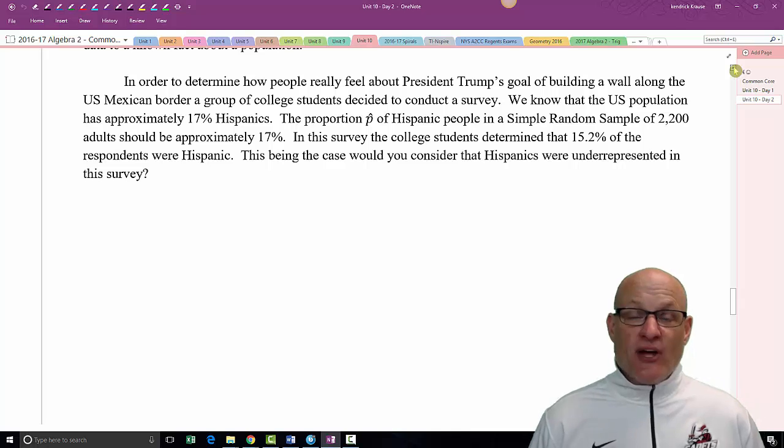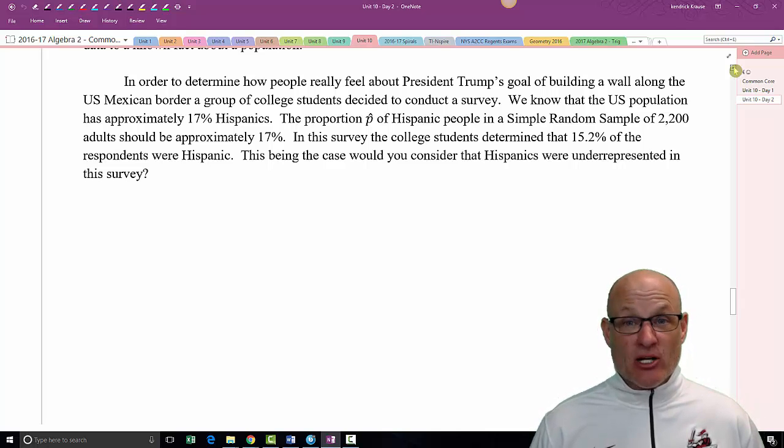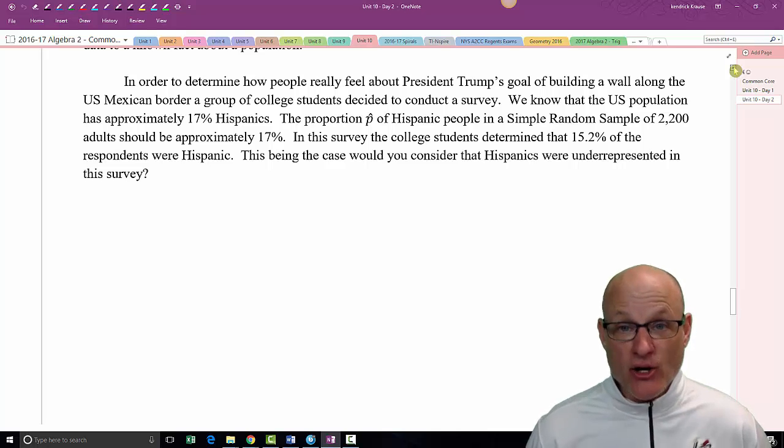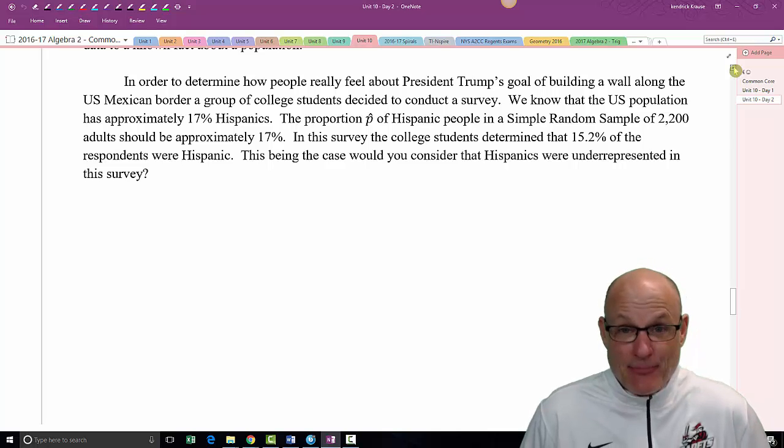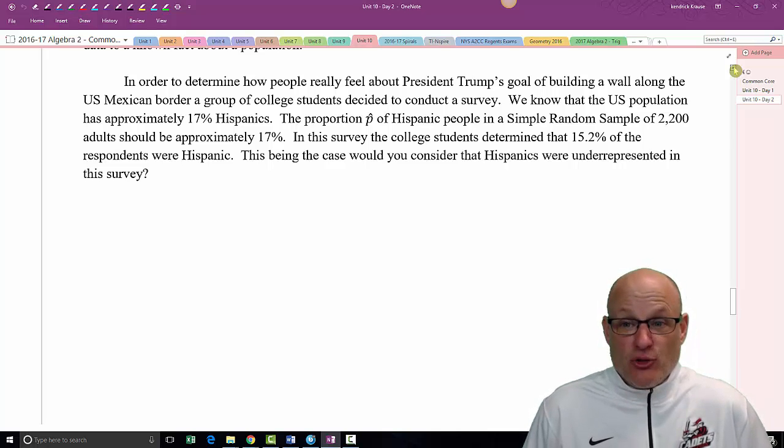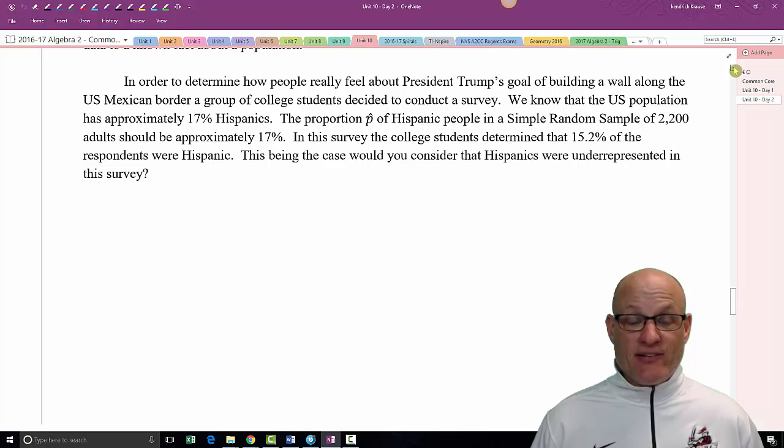I don't know. Sometimes when you conduct an experiment, you're going to be off. How far off is acceptable to you? How far off is 15? So in this survey, the college students determined that 15.2% of the respondents were Hispanic. Are you okay with that? Is that acceptable, to have 15.2% of the respondents Hispanic?